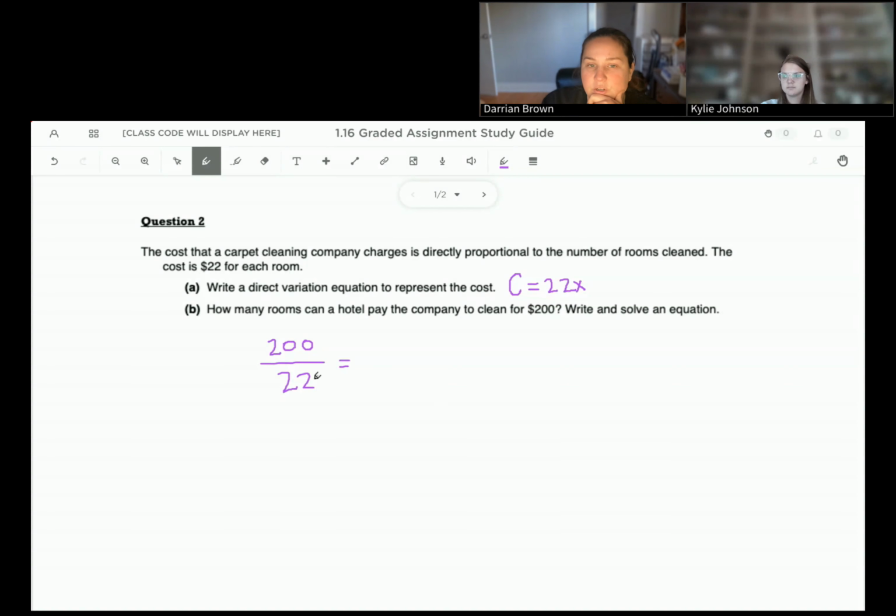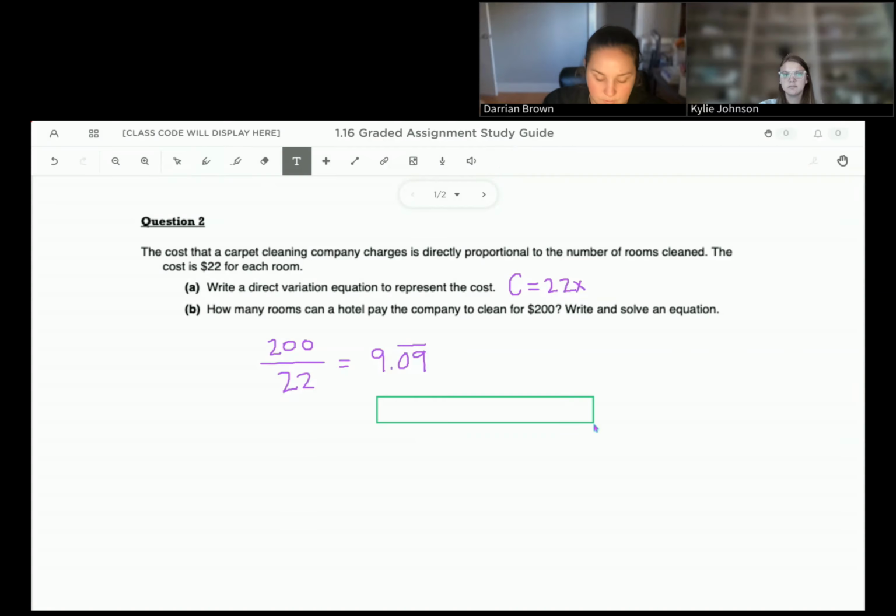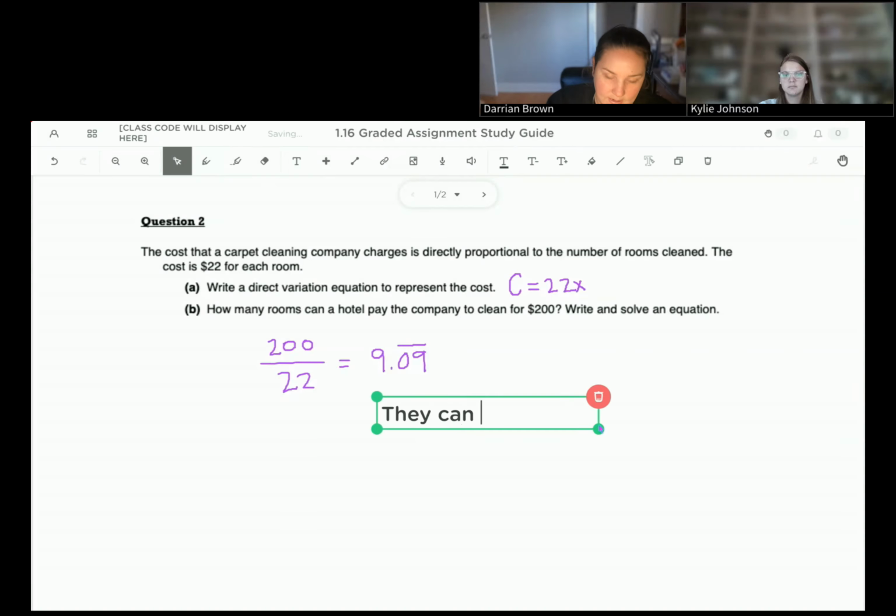Yes. 200 divided by 22 is 9.09090909. So I'm just going to put 0.09 repeated. So to answer the question, they could clean 9 whole rooms. So I'm going to use my text tool and type that. They can clean 9 total rooms.